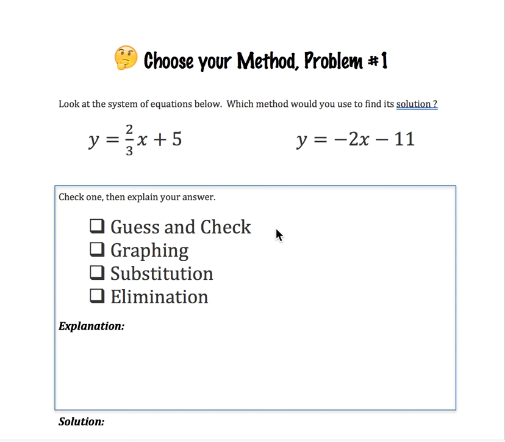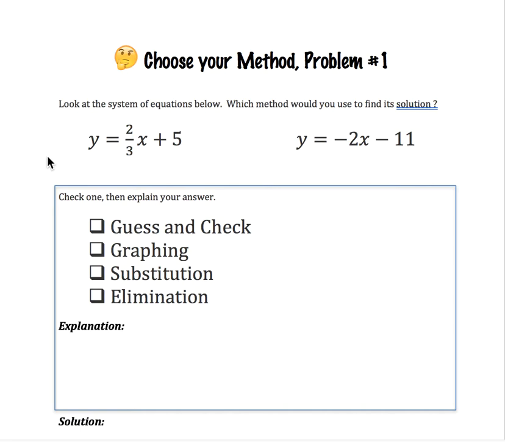In this video, we're going to look at different ways of solving systems of equations, and specifically how to choose which method to use when confronted with a system of equations. So this first example says, look at the system of equations below. Which method would you use to find its solution?